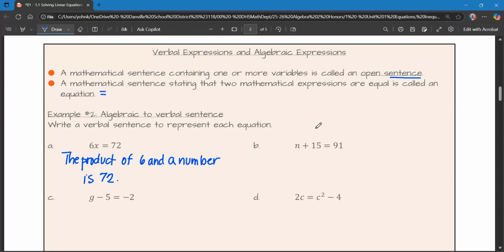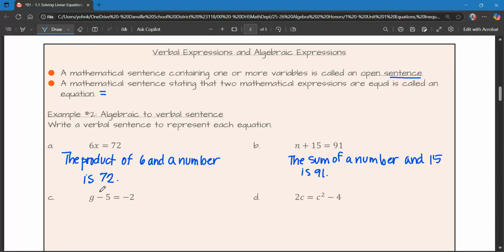If I look at letter B, n plus 15 equals 91. Well, I can say addition is sum. So I can say the sum of a number and 15 is 91. I could also say is the same as 91, is equal to 91, but "is" is the easiest. Letter C, g minus 5 equals negative 2.